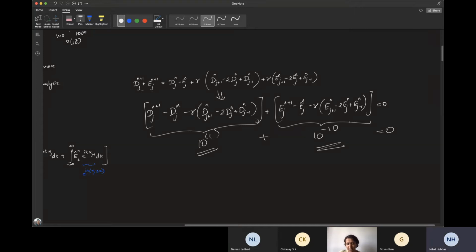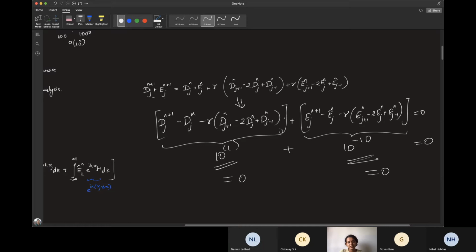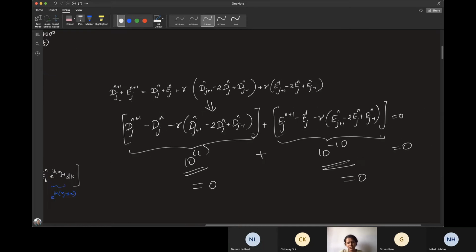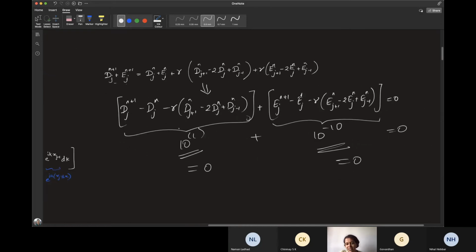No, ma'am. They should individually be 0. So that is the thing. Since they are of different orders, they should individually be 0. But remember, this is only possible when things are linear, okay?